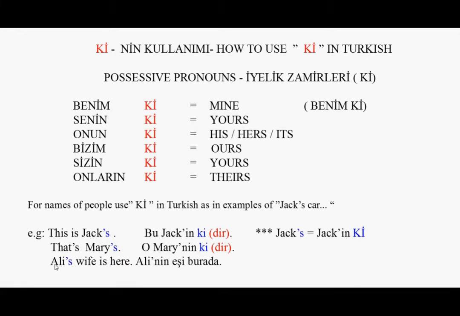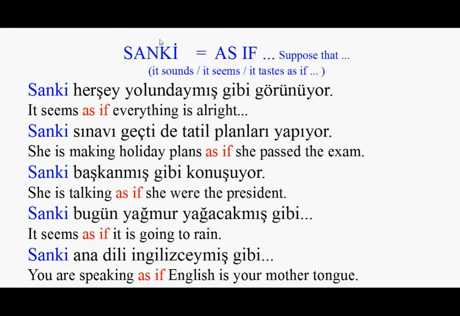So another example: Ali's wife is here. So Ali's wife, the wife which belongs to Ali. Ali'nin eşi burada. Okay, so this is different. Ali'nin eşi. Why is it different? Because I put wife here, not only leave it alone. So that's why I describe it with wife, and that's why I put here Ali'nin eşi. Okay, guys. So we use it like this. I hope it's clear information for you. If you have any questions about this slide, please let me know. Now let's get to examples.